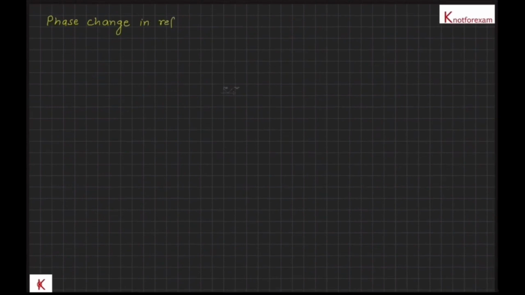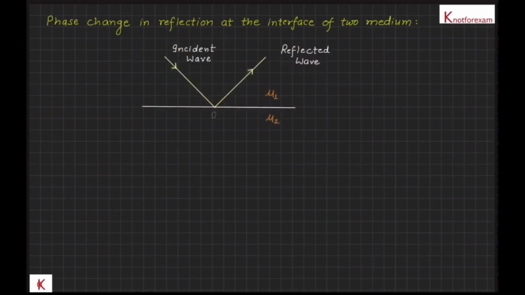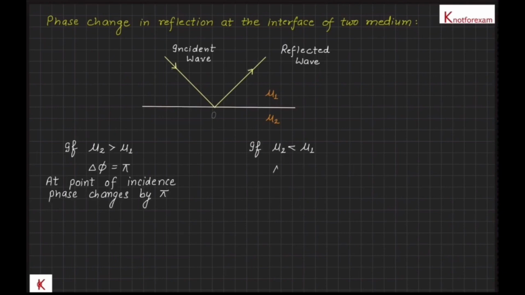And when an EM wave or a light wave is reflected at the interface of two media having refractive indices μ1 and μ2 respectively, and if the wave is reflected from the surface of an optically denser medium, that is μ2 greater than μ1, then at the point of incidence the phase changes by π. And if the wave is reflected from the surface of an optically rarer medium, that is μ2 less than μ1, then at the point of incidence the phase difference between the incident and reflected wave is 0.